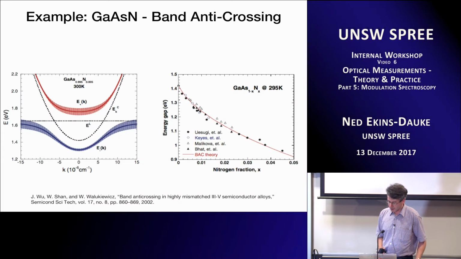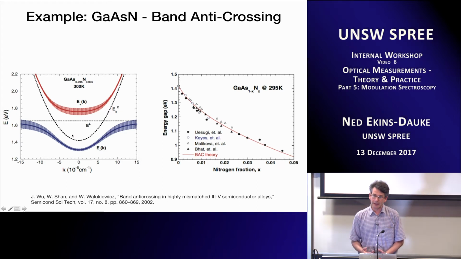Now nitrogen does something unusual to the conduction band. Here we have the dispersion in the conduction band, so we've got energy versus wave vector here, and the black dotted line is what you'd expect for gallium arsenide. If you add nitrogen, it introduces a nitrogen defect level that actually lies within the conduction band, and so the effect of that is it splits the conduction band. It splits it into an upper branch, which we call E+, and a lower branch, which we call E-.